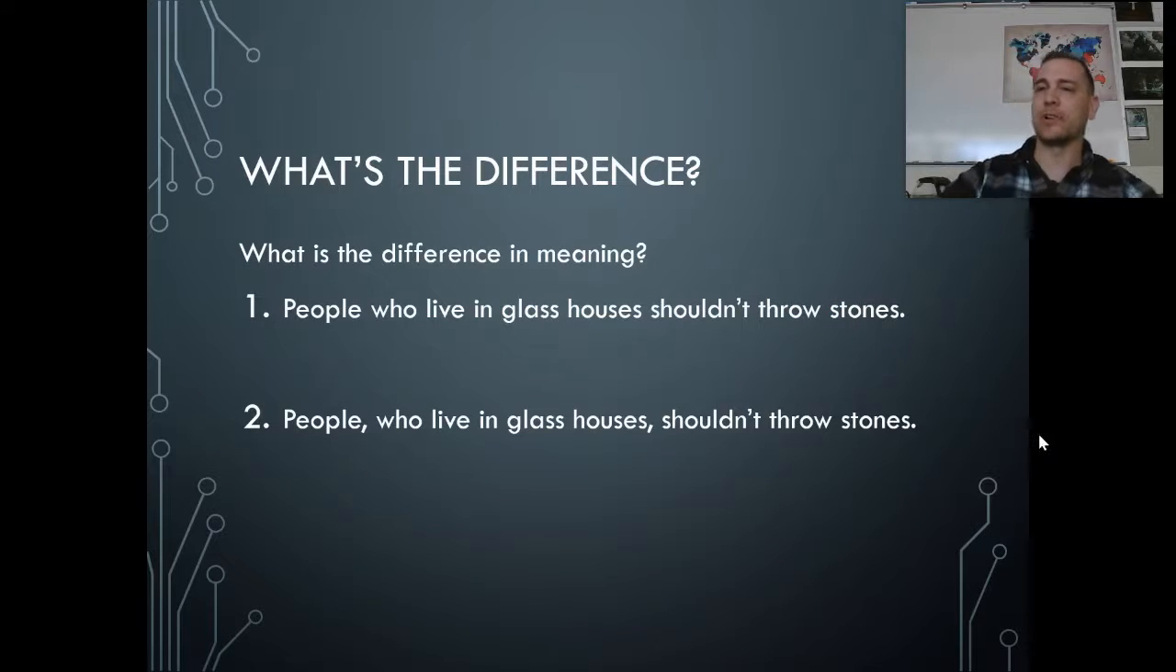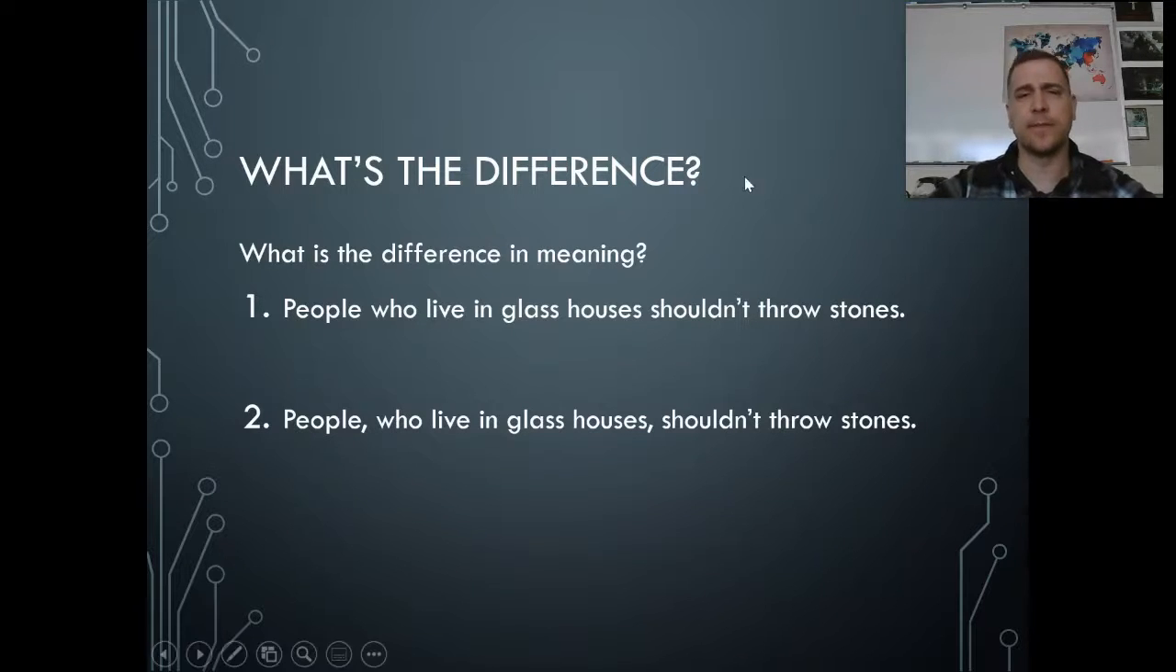And so here is where it gets a little bit more tricky. What's the difference in meaning between these two sentences? People who live in glass houses shouldn't throw stones, and people who live in glass houses shouldn't throw stones. It's a real subtle difference. And if you're not a native English speaker with a lot of experience in the language, you might not even notice the slight difference between these sentences.